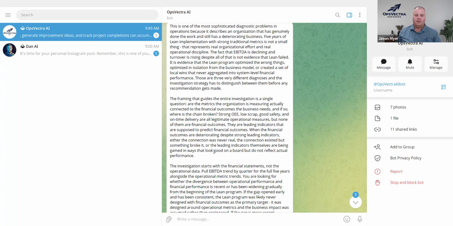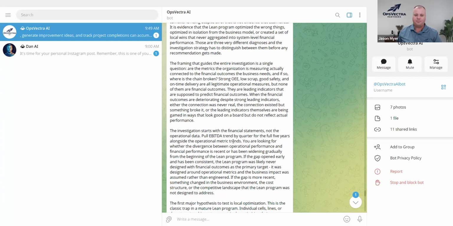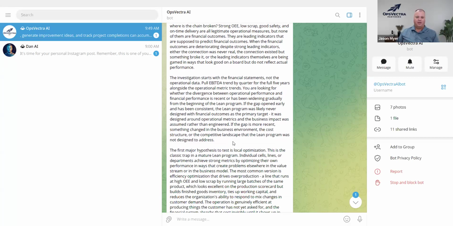All right. So, a framing guideline that guides the entire investigation with a single question: are the metrics the organization is measuring actually connected to the financial outcomes the business needs, and if so, where is the chain broken? Strong OEE, low scrap, good safety. So, metrics that really do kind of become financial outcomes. They are leading indicators and supposed to predict outcomes. Let's move a little farther down.